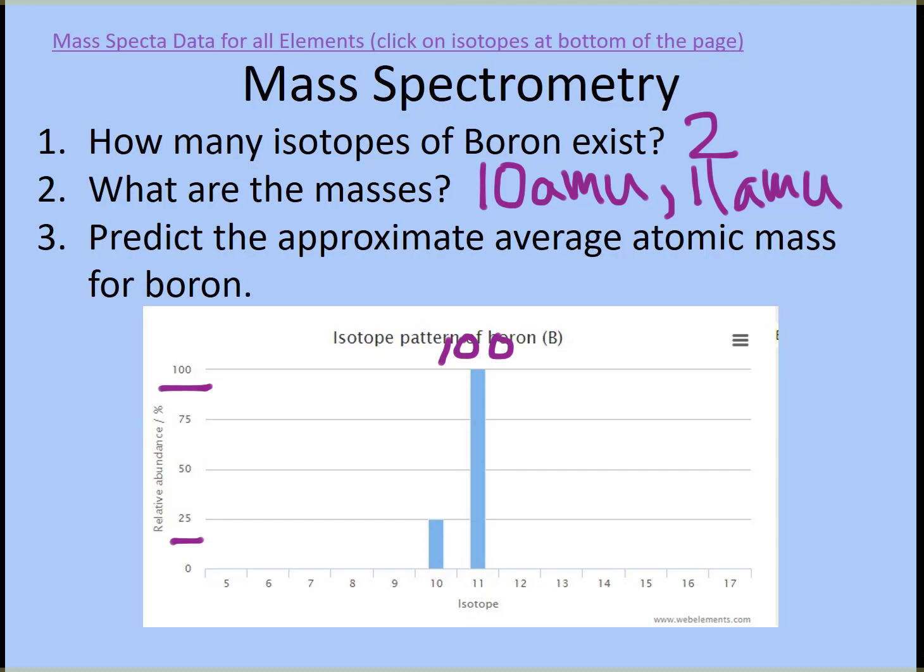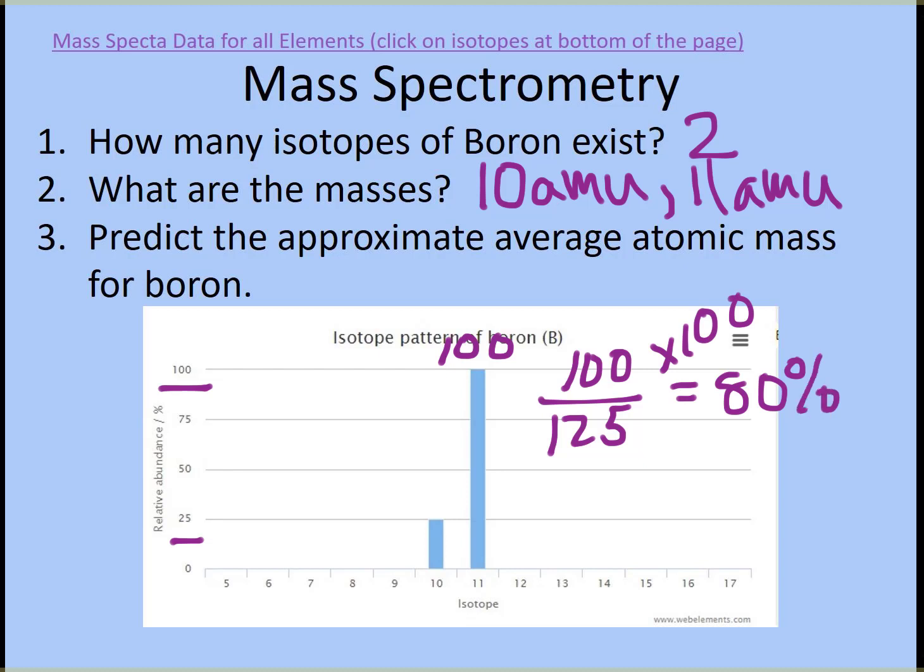So let's look at the mass of 11. So we know that we have 100 out of 125 is that mass 11. So we divide and multiply by 100, and I get 80% is that mass 11. Well, then that means that 20% would be that mass 10. Well, you can find the average atomic mass now.